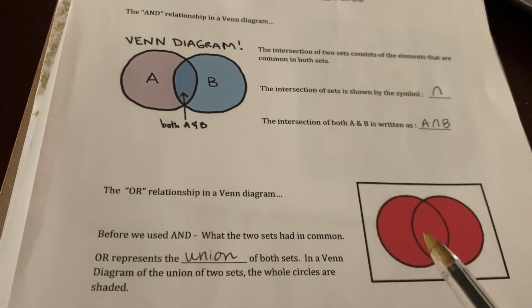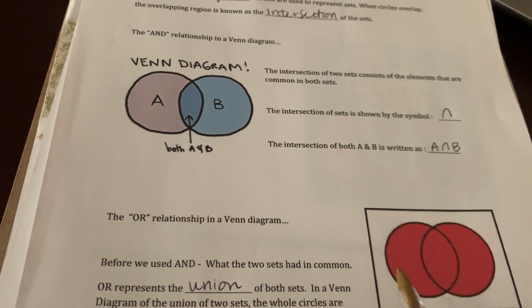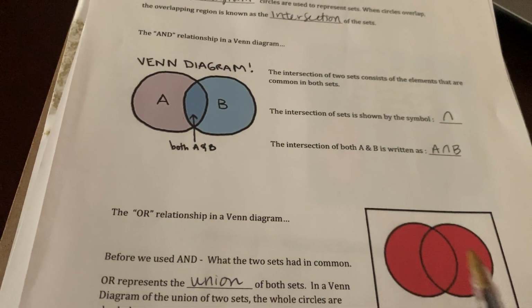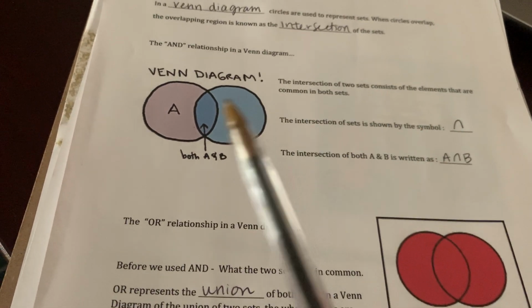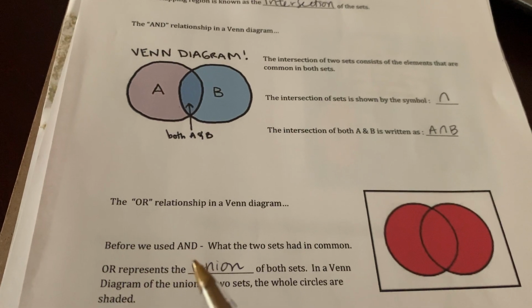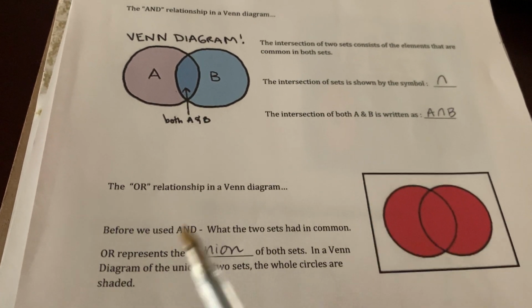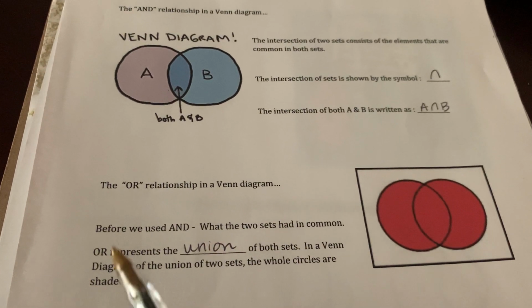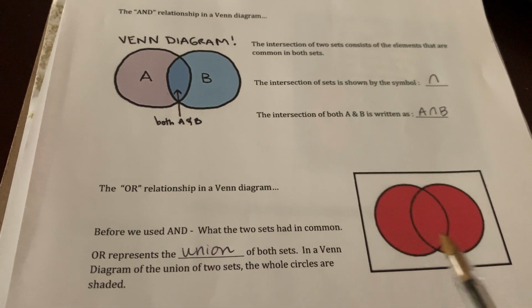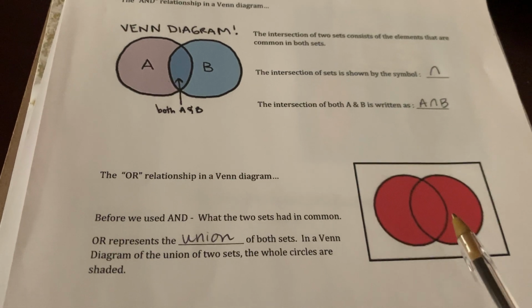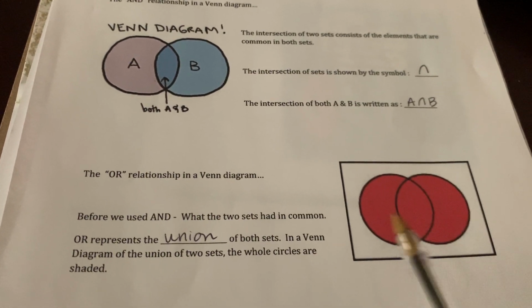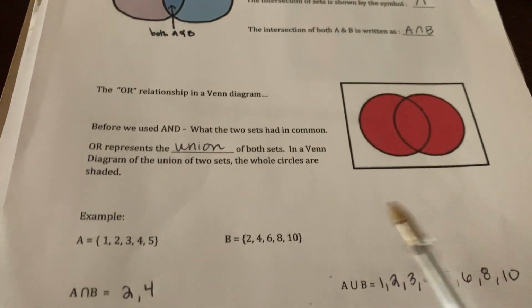There's also or, which is this circle of something and this circle of something. So or is containing all of them. Intersection is and, or is a union between them. So before we used and, it's what they have in common. Or represents the union or the joining of both sets. In a Venn diagram of the union of two sets, the whole circles are shaded, meaning everything between both of them. So here's an example.